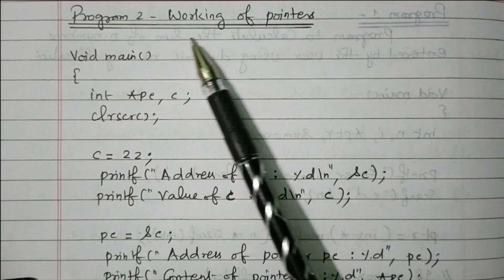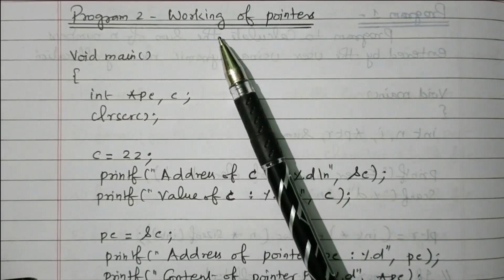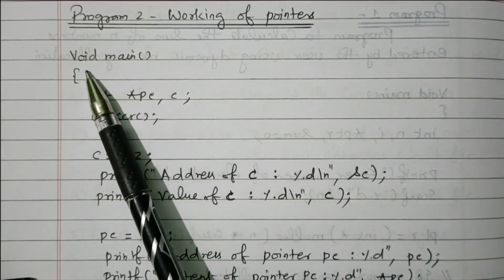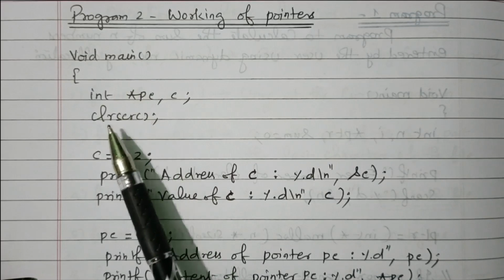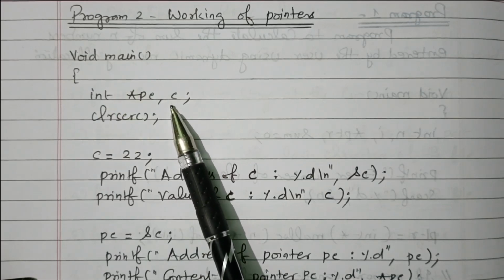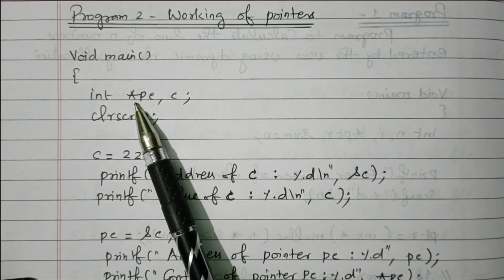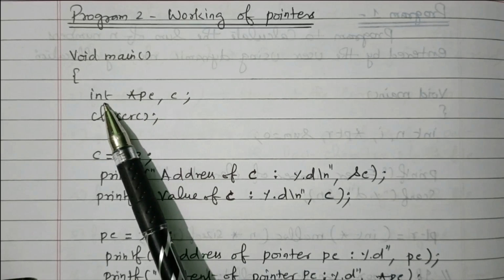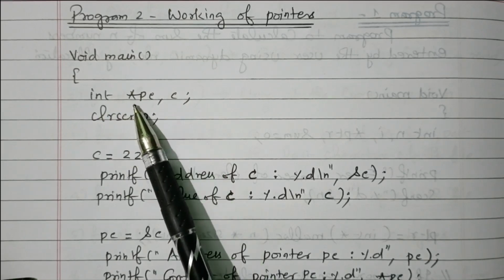So the program works with a pointer. How will we come to know the working of a pointer? Open the main program, void main, open the brace. Variable declaration: int *pc, c. So c is the integer variable, a normal integer variable. *pc is a pointer variable that will store integer type data, the address of integer type data, right? So one normal variable, one pointer variable.